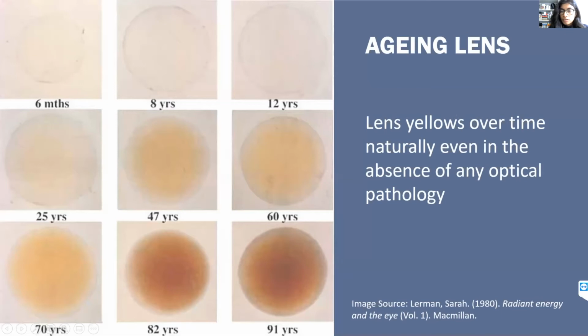Here's a figure from Sarah Lerman's book, Radiant Energy and the Eye, which shows how the lens yellows or browns as we age. This happens because of the accumulation of certain pigments in the eye, and you can see how around the age of 50, this process begins to accelerate. This happens even in the absence of any kind of discernible optical disease. Due to this, the total amount of light entering the eye reduces, as the accumulated pigment not only absorbs light, but also causes an increase in intraocular scattering of light, which further reduces the amount of light that reaches the retina.